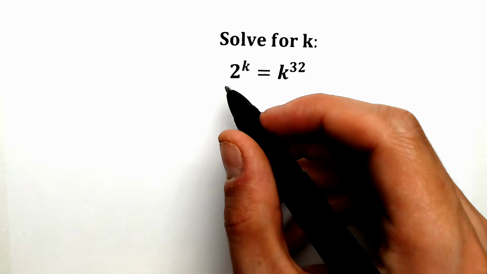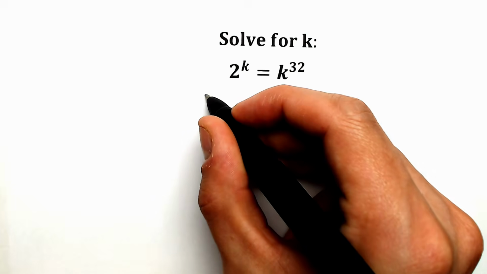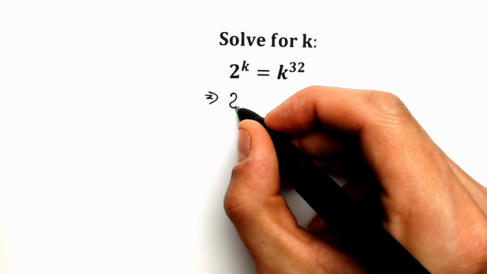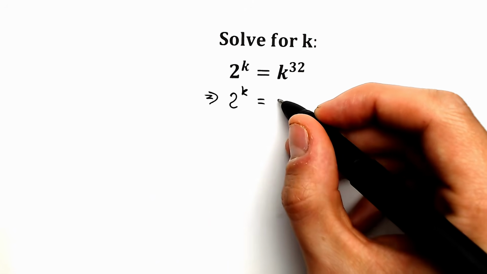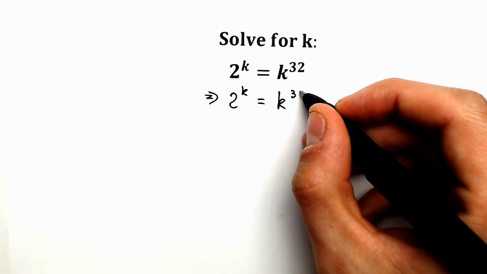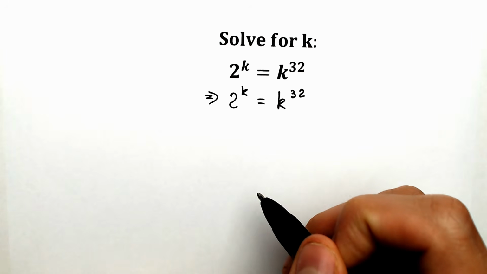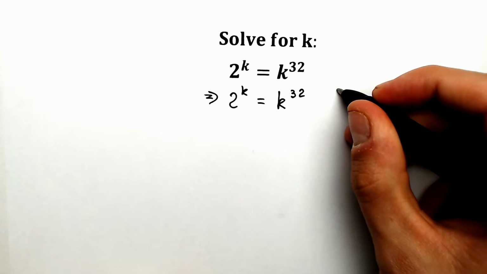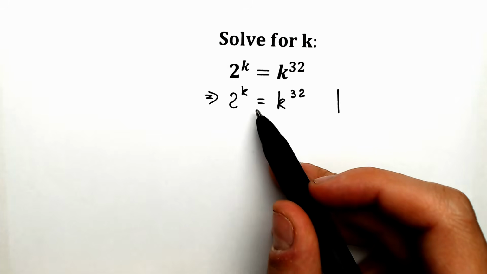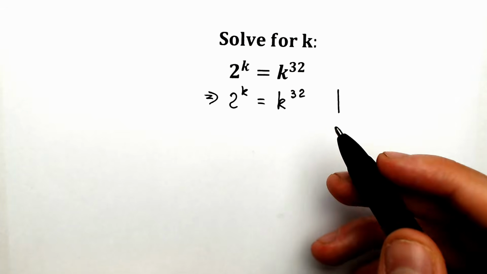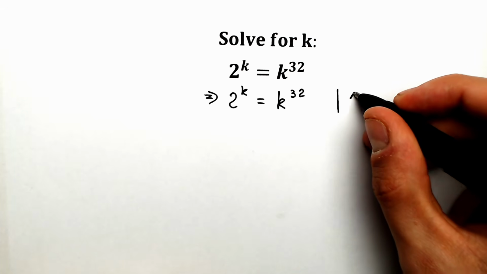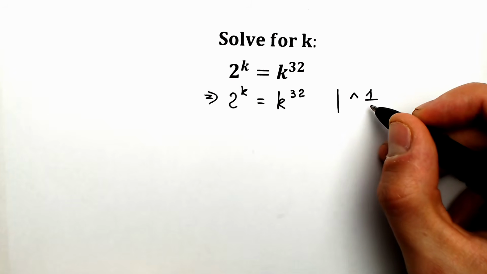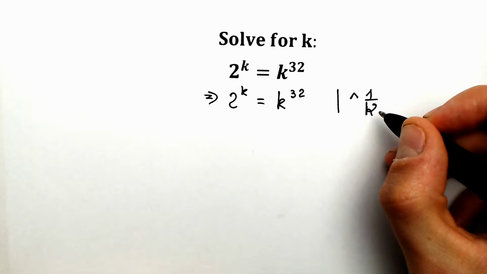Okay, so first of all, let's rewrite this question right here in a new line. We need to solve 2 to the power k equals k to the power 32 for k. So the first thing, what are we going to do? We're going to split our variables on the left side and our constant on the right side. That's why we want to raise our equation to the power 1 over k.